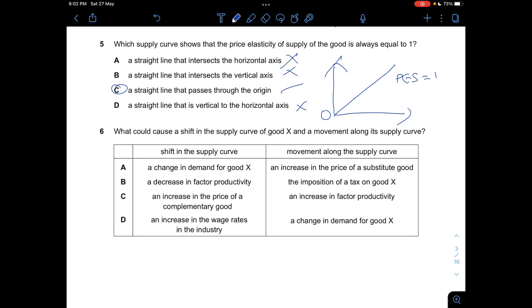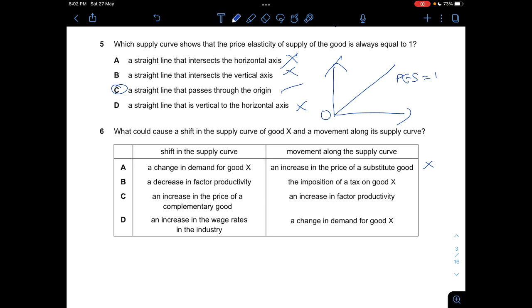Question 6. What could cause a shift in the supply curve of good X and a movement along its supply curve? A shift in the supply curve could be due to a few reasons, but let's look at one by one. A, it says a change in demand for good X. A change in demand will result in a movement. An increase in the price of a substitute good would result in a movement, but a change in demand for good X would also result in a movement, so A is not correct.